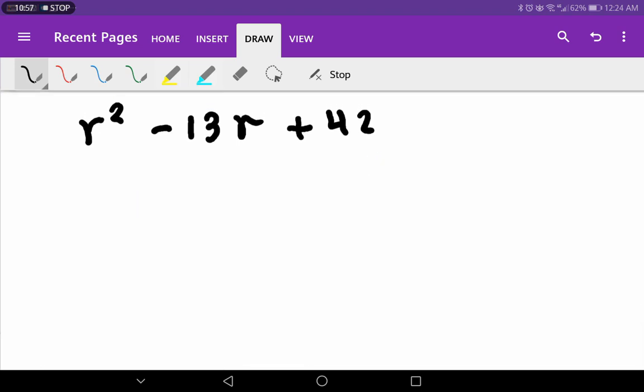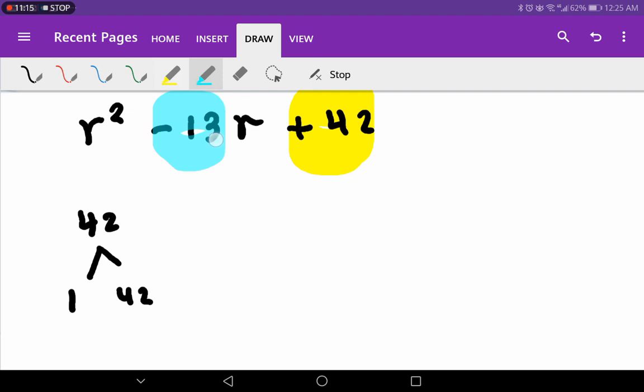The 42, I know you know where it comes from. It comes from 1 multiplied by 42. So this is the product and this is the sum. Now, someone of you may tell me, teacher, the sum or the difference of 1 and 42 could not be 13 or negative 13.